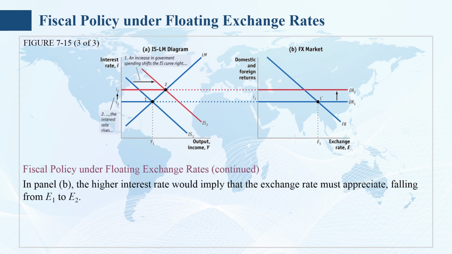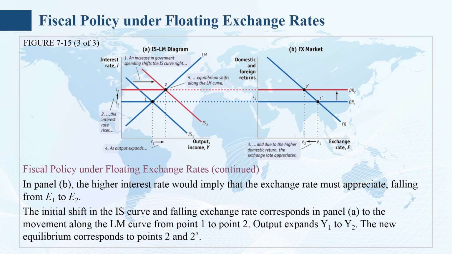In panel B, the higher interest rate would imply that the exchange rate must appreciate, falling from E1 to E2. The initial shift in the S curve and the falling exchange rate corresponds in panel A to the movement along the M curve from point 1 to point 2. Output expands from Y1 to Y2. The new equilibrium corresponds to points 2 and 2.